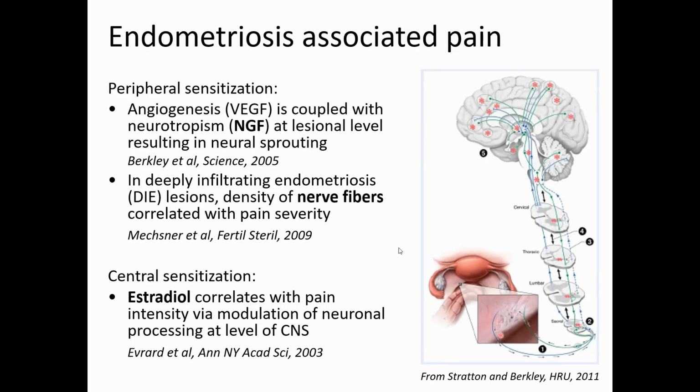In recent years, the discoveries associated with the type of pain that endometriosis results in have been very revealing. As I mentioned earlier, neurotropism is a feature of a molecular hallmark associated with endometriosis, resulting in neural sprouting, and really initiates that somatic pain network that is prevalent in this disease condition. Deep infiltrating endometriosis has been associated with nerve fiber density, correlating with pain severity.